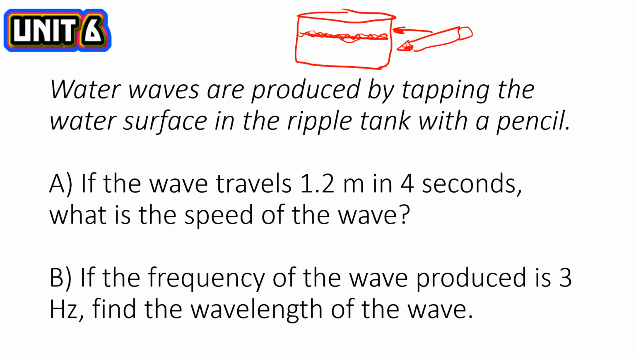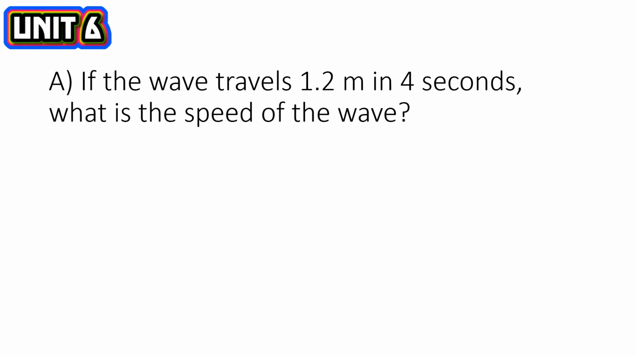Okay, so if the wave travels 1.2 meters in 4 seconds, what is the speed of the wave? Number 2, if the frequency of the wave produced is 3 hertz, find the wavelength of the wave. So we will be separating each problem. Okay, so let's start first with problem A.